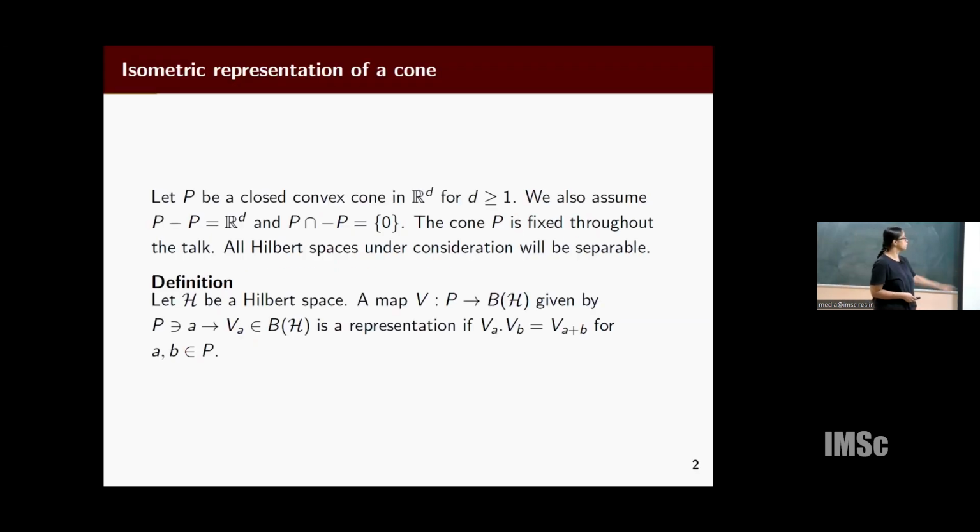The semigroup under consideration for us will be a closed convex cone P in the d-dimensional Euclidean space R^d for d greater than or equal to 1, and we assume that the cone generates R^d and it is pointed, meaning P intersection minus P is {0}. So the cone will be fixed and the Hilbert spaces we will be considering will all be separable. As Piyush has already defined them, a representation of a cone is a map from P to B(H) such that it satisfies the semigroup law.